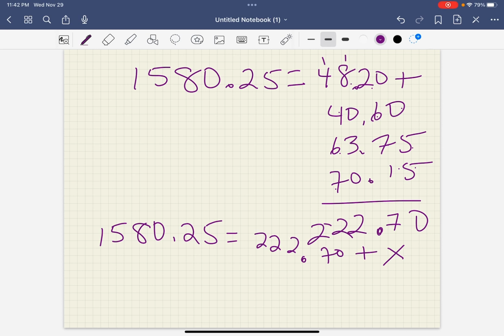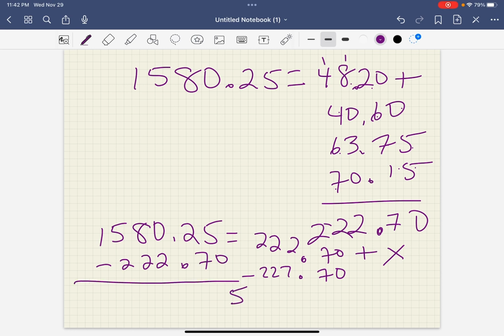Okay. So now I'm going to subtract 222.70. That's 5. 12 minus 7 is 5. 9 minus 2 is 7. 7 minus 2 is 5. 3, 1. So that should be what the last item has to be.